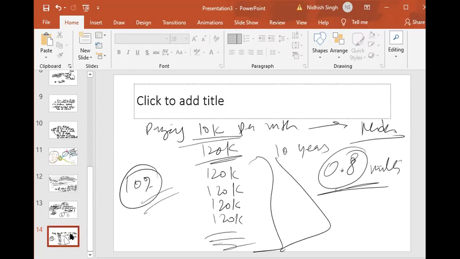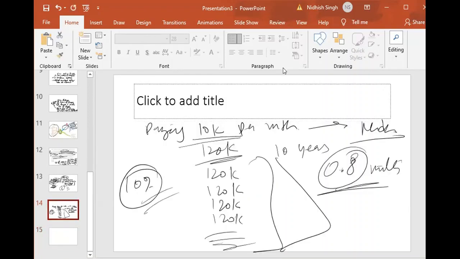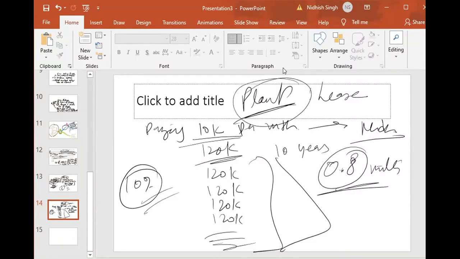Could you please repeat this one, paying 10K, I'm a bit confused in this. Okay, fine. Imagine you have a factory and I have provided you a plant that is on lease, and you're supposed to pay me 10K per month for that plant. So 10K per month means 120K per year. Correct. And you are going to pay me for 10 years.